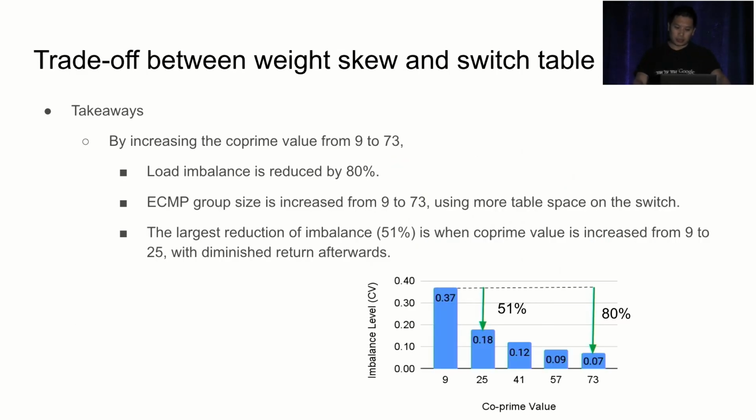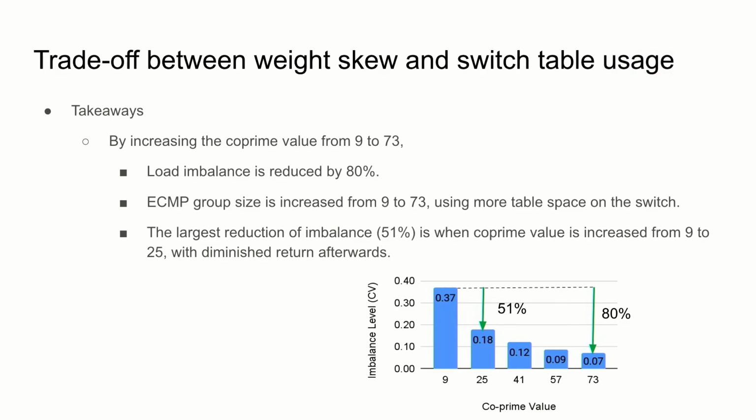Next, we explore a little bit the trade-off between the weight skew and the switch table usage. The results are pretty intuitive. By increasing the coprime value from 9 to 73, we're able to reduce load imbalance by 80%. So this load imbalance is purely due to weight skew. But as you increase the ECMP group size, you also burn more ECMP entries. And we also see diminishing returns after a certain point.